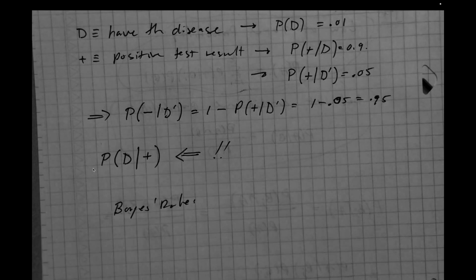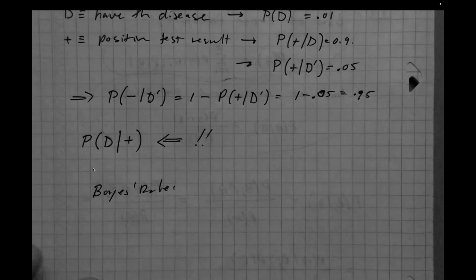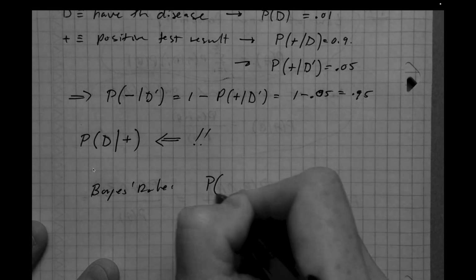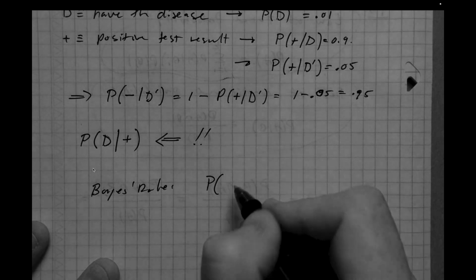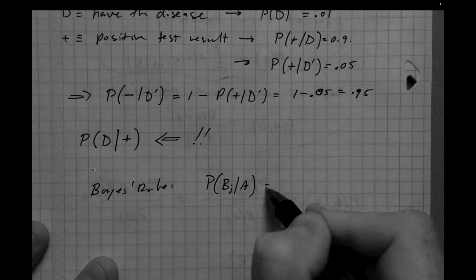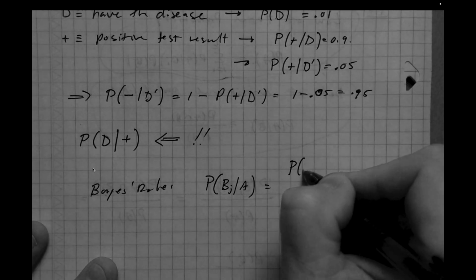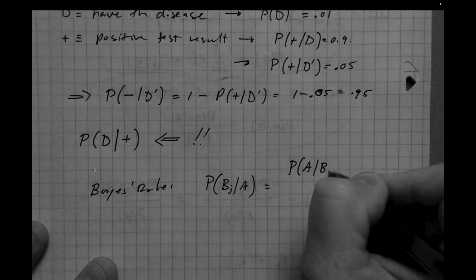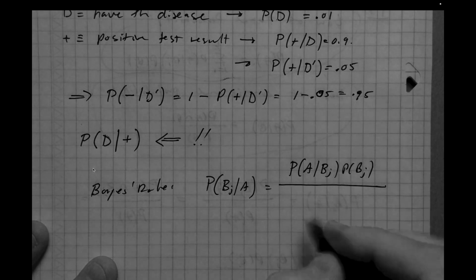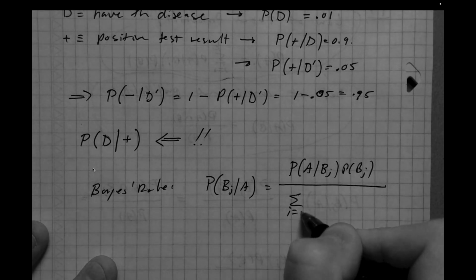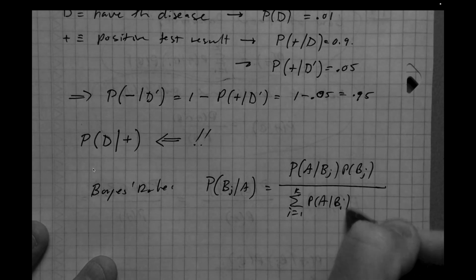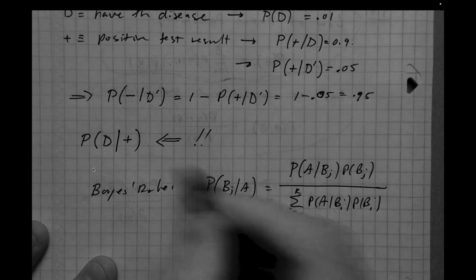This is a custom perfect example for Bayes' rule. Now I'm just going to restate it here so we can see the pattern of how this is all put together. So the probability of B sub j given A is equal to the probability of A given B sub j times the probability of B sub j divided by the total probability, i equals 1 to k, of the probability of A given B i times the probability of B i. So that's Bayes' rule.